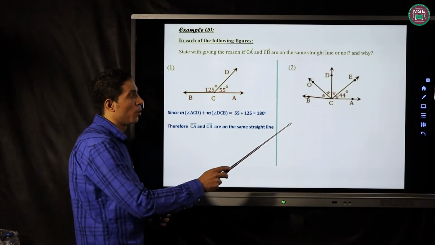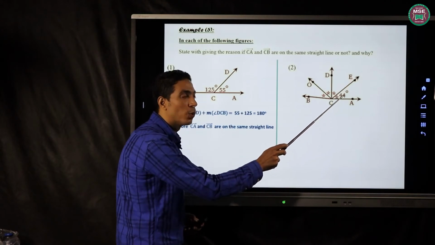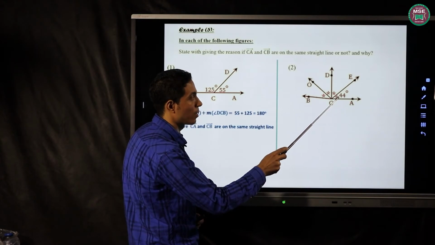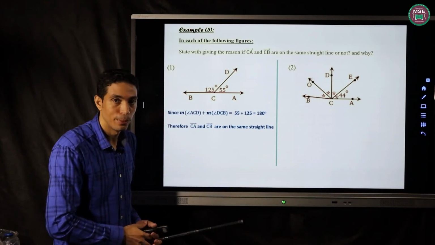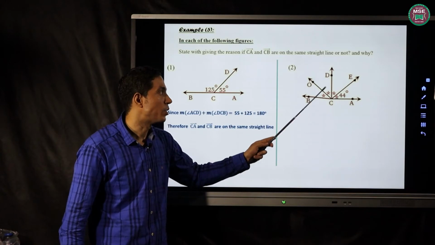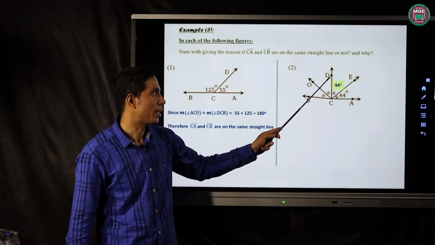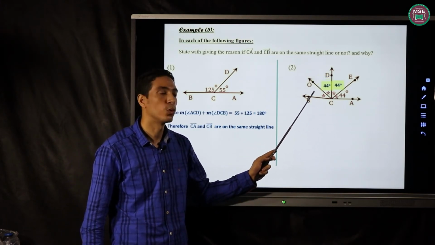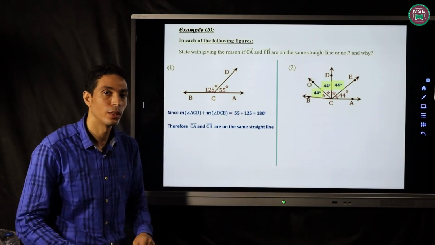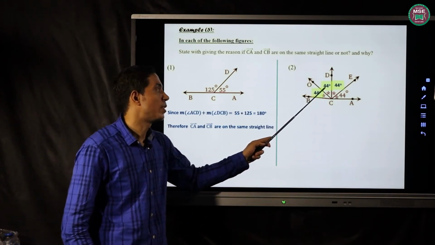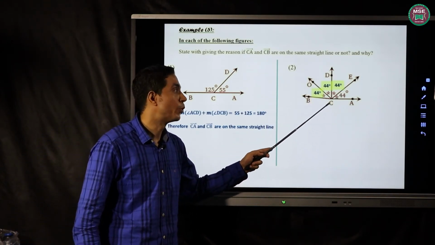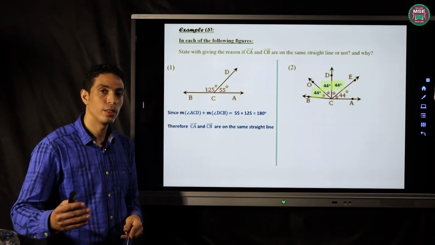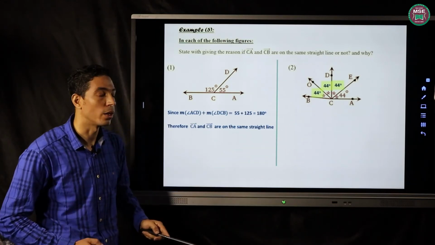Number 2, we have the measure of angle ACE equals 44, and we have 4 angles with stars. That means the 4 angles are equal in measures. Then the measure of angle ECD equals 44, the measure of angle DCO equals 44, and the measure of angle OCB equals 44. If the sum of these 4 angles equals 180, therefore CA and CB are on the same straight line. If not equal to 180, therefore CA and CB are not on the same straight line.